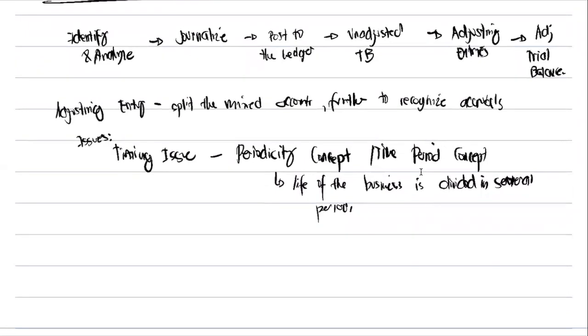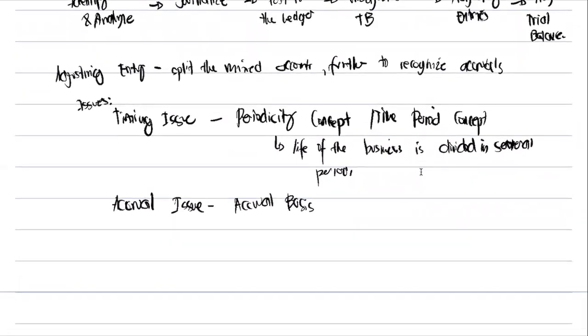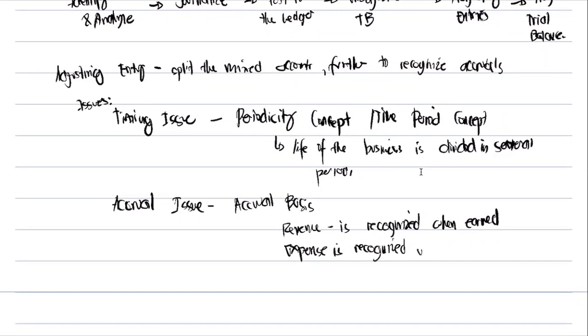Another is the accrual issue. Why is it an accrual issue? Remember our accrual basis concept. Under your accrual basis concept, we said that revenue is recognized when earned, and your expense is recognized when incurred. So revenue when earned, regardless of when received, and expense when incurred, regardless of when paid.